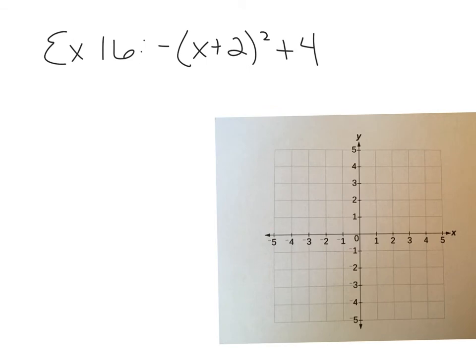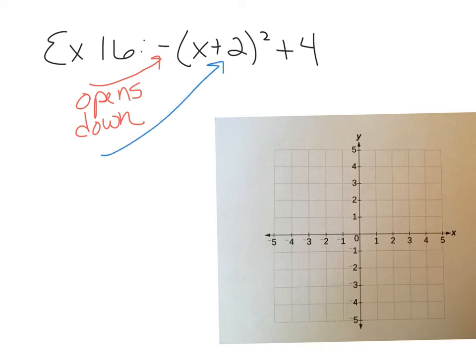Example 16 is on page 251. It says negative (x plus 2) squared plus 4. We have our shift inside the square, which is the horizontal shift. We have the vertical on the outside of the square, and we also have this negative here affecting the direction our parabola opens. So we're going to mark these. First, the negative tells me this opens down. We have this plus sign telling me this is a shift left, and we also have this plus 4 telling me this is a shift up.